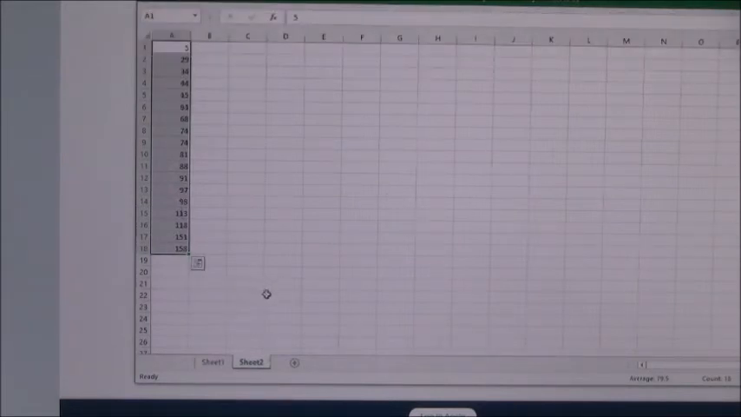So I have my data entered. I sorted them out. I'm going to select cell B1. And in cell B1, I am going to do the inverse normal. So I'm going to hit equal. I didn't get my equal.